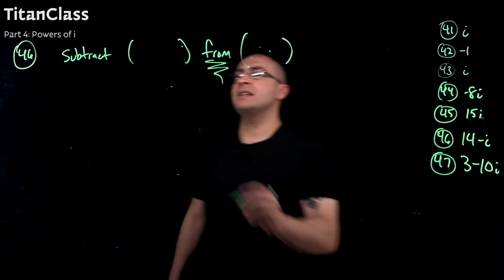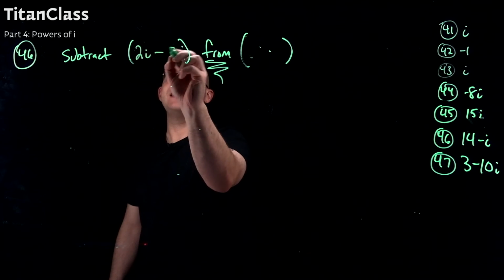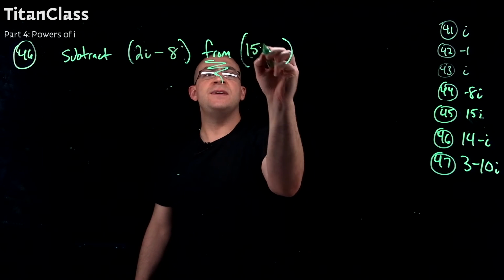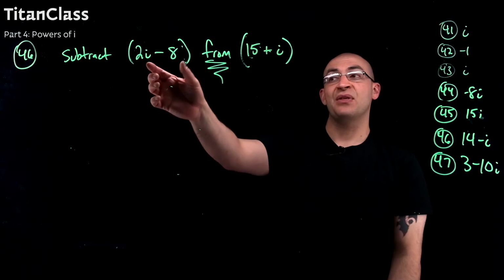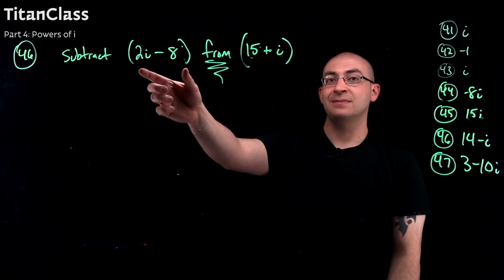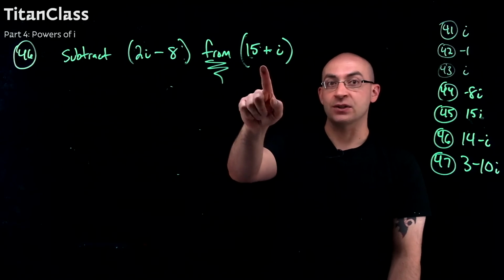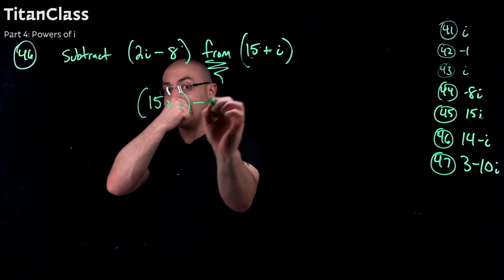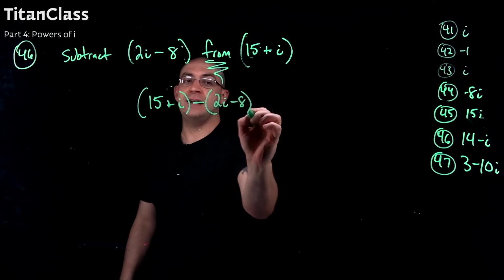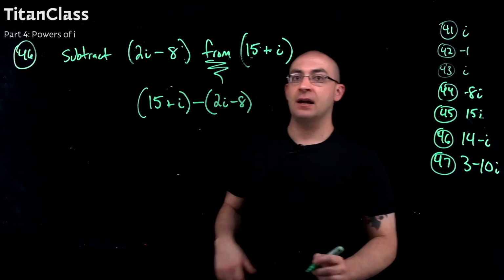Okay, let's say subtract 2i minus 8 from 15 plus i. Again, I'm subtracting this from that. This comes after that. This comes first. 15 plus i minus (2i minus 8), right? We are flipping these around, right?